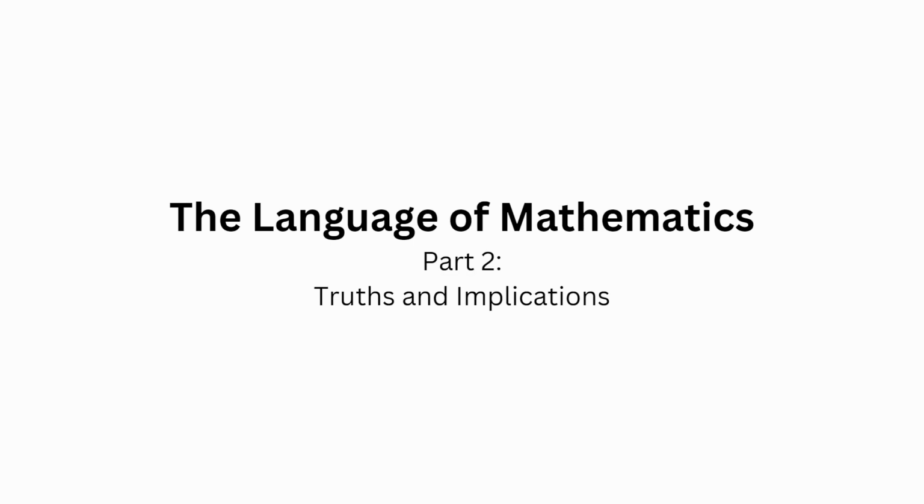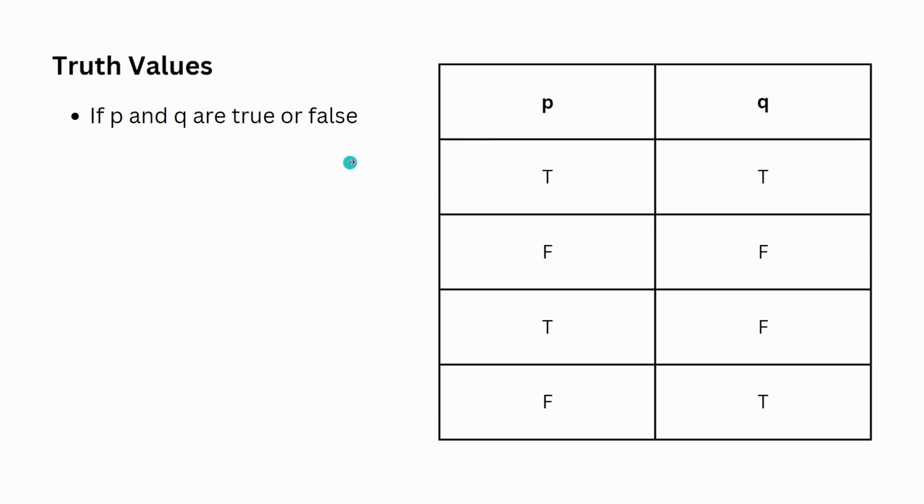Here we have the language of mathematics. In this part, we are going to be talking about the truths and implications. So, here we have the truth values. These are essentially if P and Q are true or false. So, P can be true or false. Q can also be true or false.